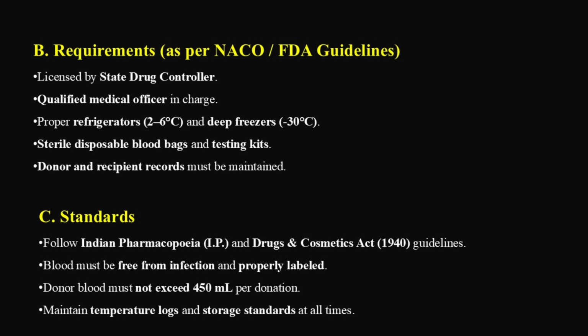Blood bank requirements according to NACO and FDA guidelines include being licensed by the state drug controller, having a qualified medical officer in charge, and possessing proper refrigerators at 2 to 6 degrees Celsius and deep freezers at minus 30 degrees Celsius, along with sterile disposable blood bags and testing kits. Donor and recipient records must be maintained.